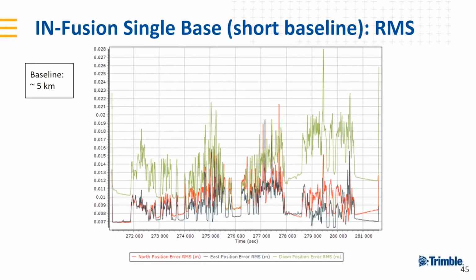From these graphics, we can see the error RMS of the single base processing mode with short baseline. You can see the baseline is about 5 kilometers. It's very close to our mission area. For most areas, the north and east position error is within 1 centimeter, and the down position error is about 2 centimeters.